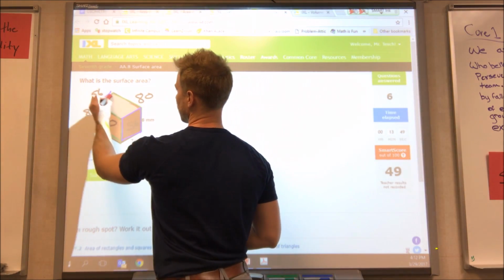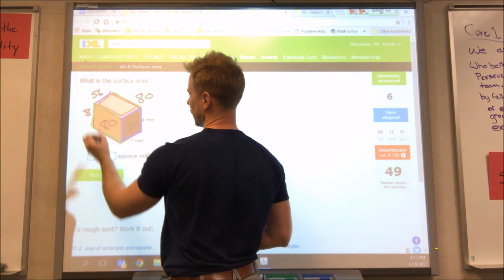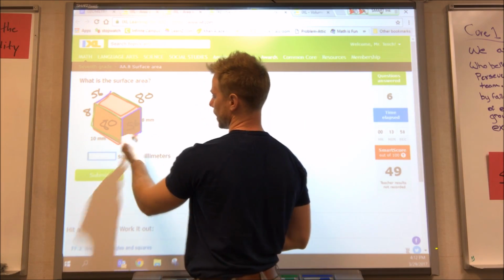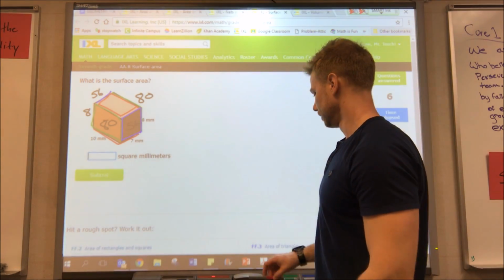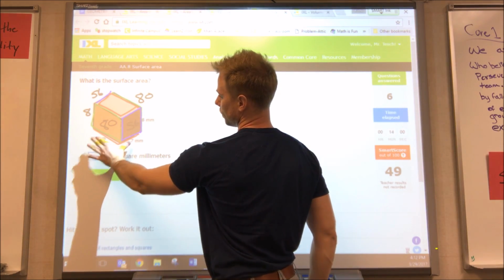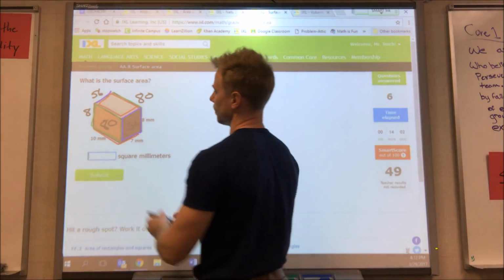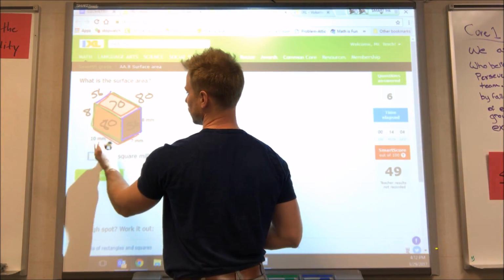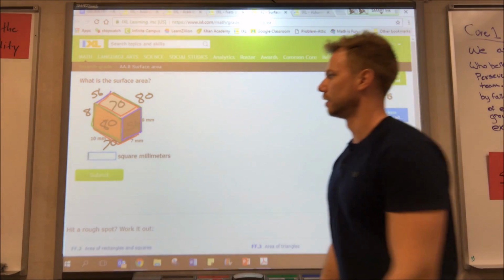And then we have the top up here. And then we have the bottom down there, which we can't see. The dimensions of the top and the bottom are 10 by 7. So 10 by 7 is 70. So we have 70, and then on the bottom we have 70.